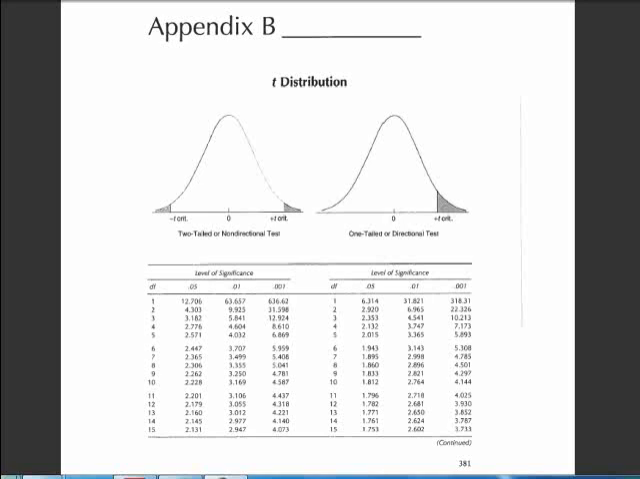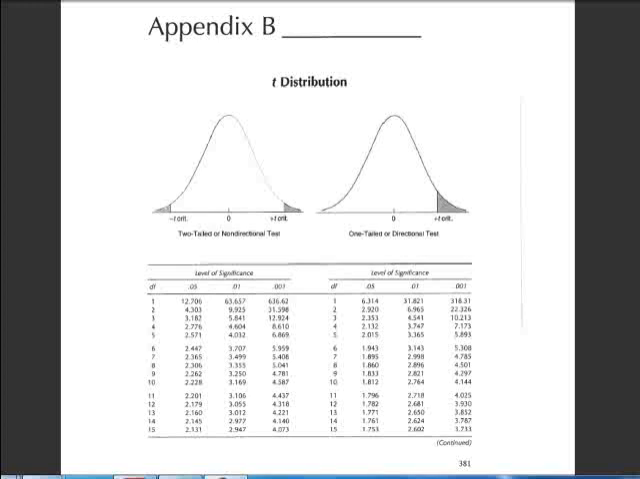Alright, in this lesson we're going to talk about how you actually find T-critical. And again, at the top you see the label of this appendix B out of your textbook. So this is in reference to the T distribution. And next you see a couple of pictures.